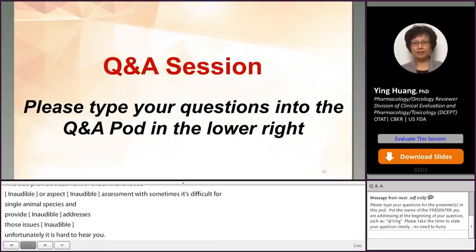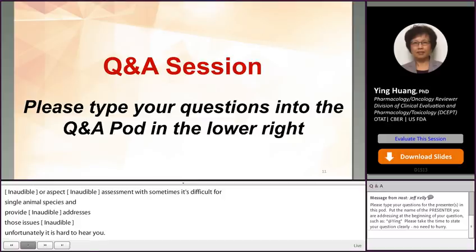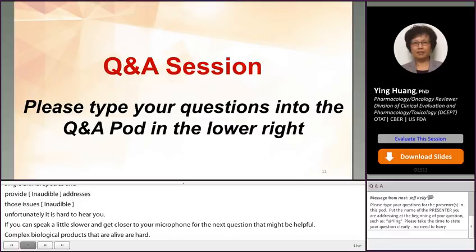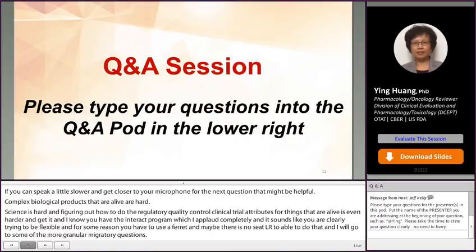And so you guys, I mean, clearly complex biological products that are alive are hard. Science is hard, and figuring out how to do the regulatory quality control, clinical trial attributes for things that are alive is even harder. So I get it, and I know you guys have the INTERACT program, which I applaud completely. And I know it sounds like you clearly are trying to be flexible, and that if for some reason you had to use a ferret, maybe there is no CRO that's able to do that. I'm going to go to some of the more granular regulatory questions here, and one of them seems relatively simple. Can you just expound and opine more on therapeutic cancer vaccine?